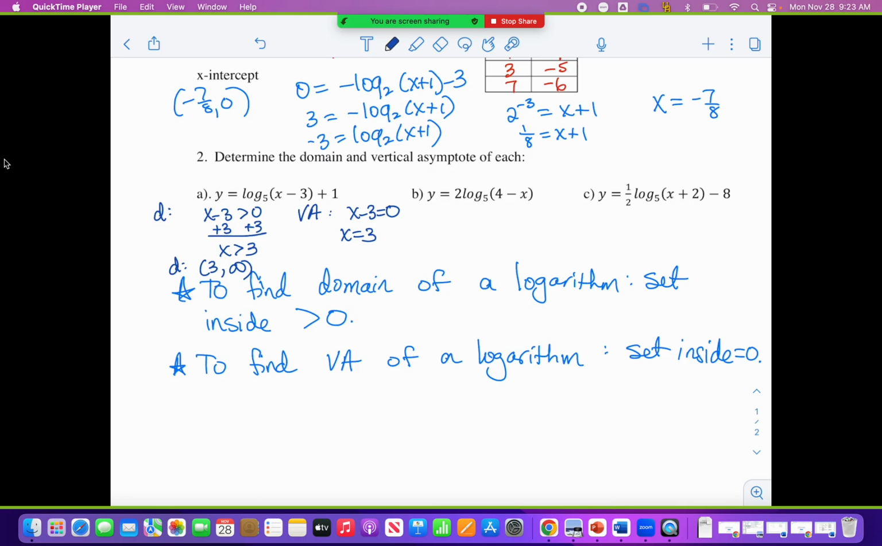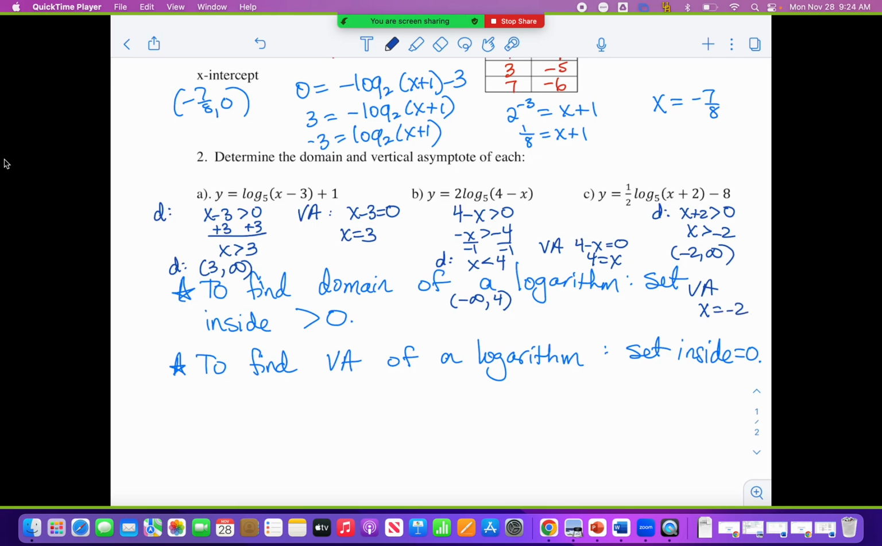All right, let me do this next one. I'm going to set 4 minus x greater than 0. You subtract the 4, but do you remember what happens when you divide by a negative? So my domain is negative infinity to 4. The vertical asymptote, you set 4 minus x equals 0, so x is 4. For the last one, I set x plus 2 greater than 0, x is greater than negative 2. And then the vertical asymptote is x equals negative 2.